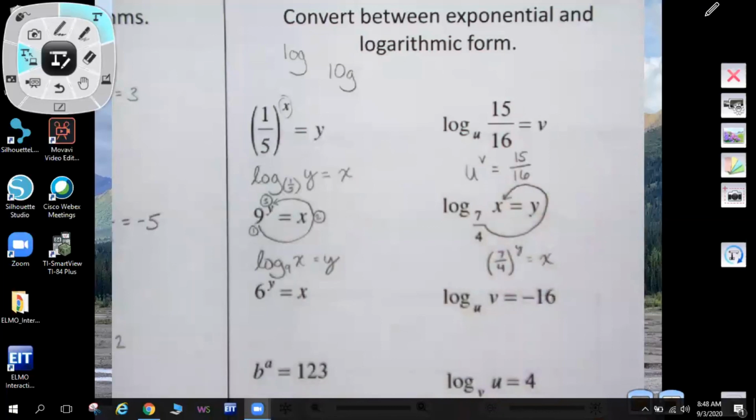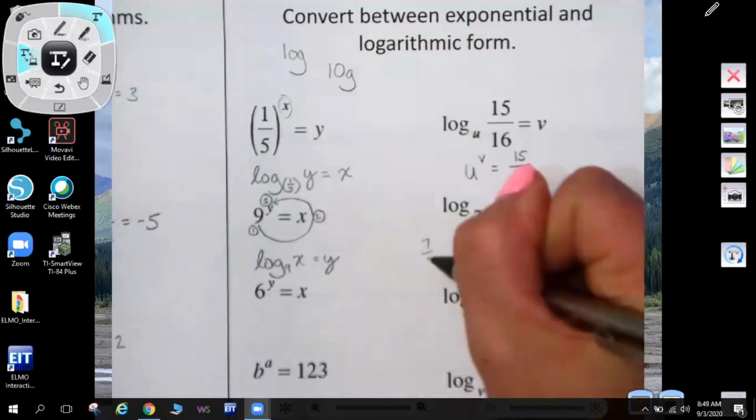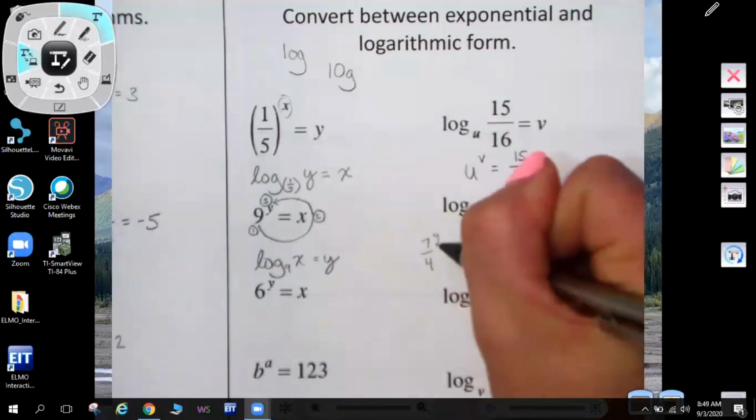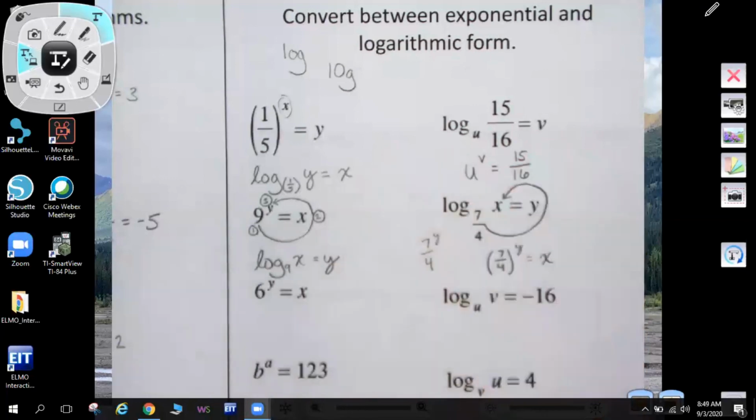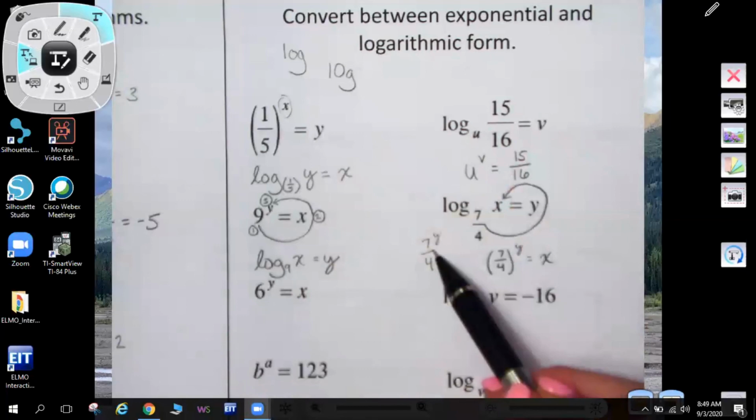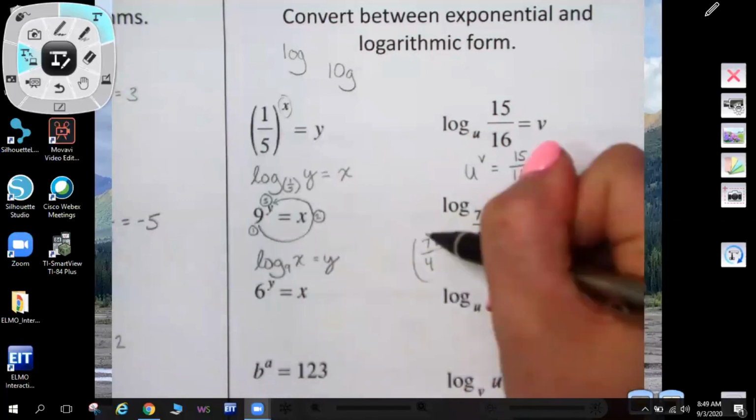Yeah, it's never going to hurt to put parentheses, but on something like this, it could hurt if you didn't. For example, if you did 7/4 raised to the y power, it looks like that y is just being applied to the 7, when really it should be being applied to the whole fraction.